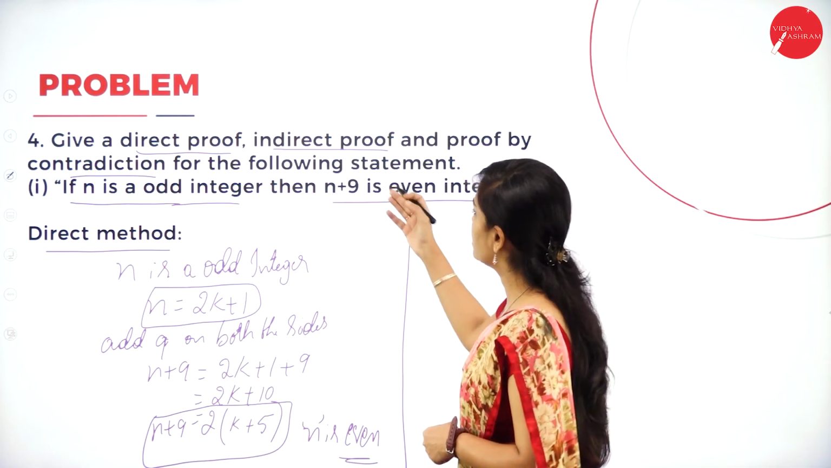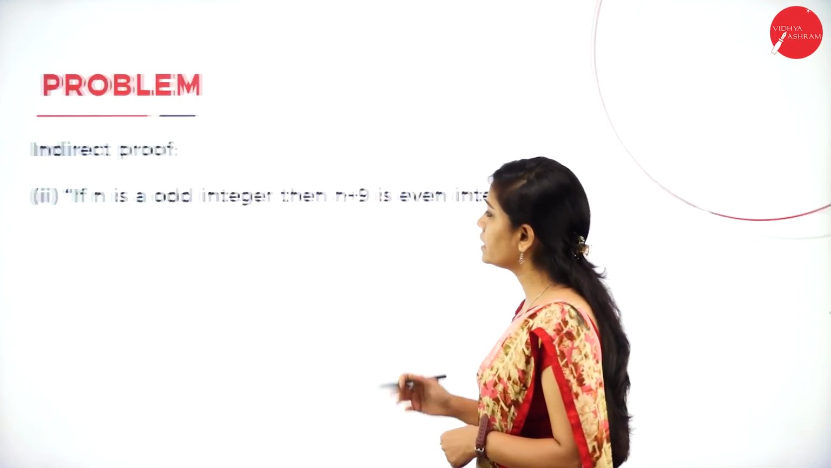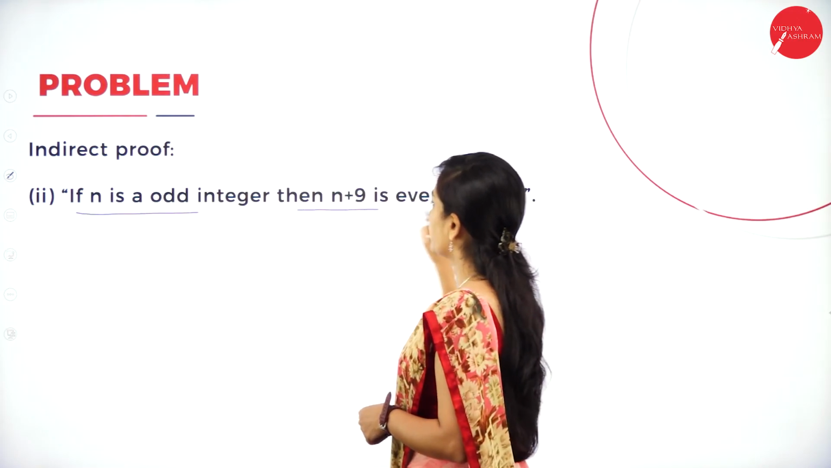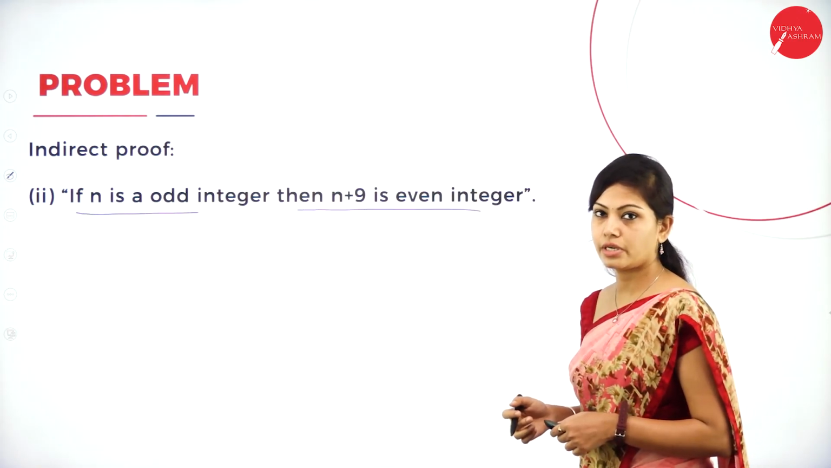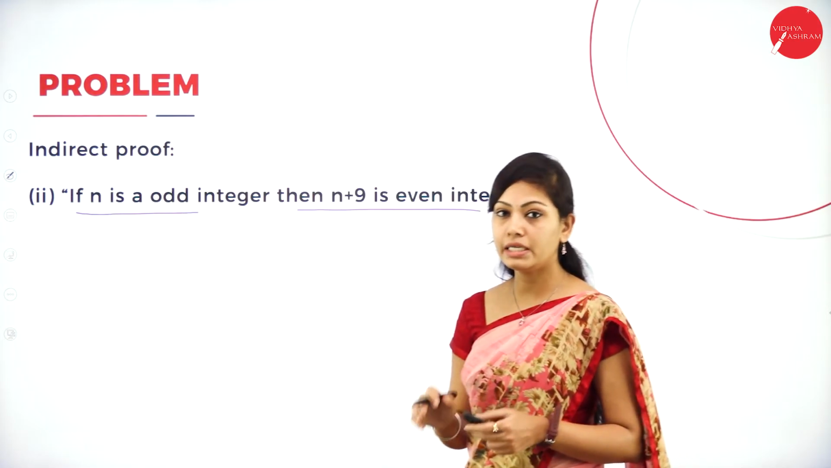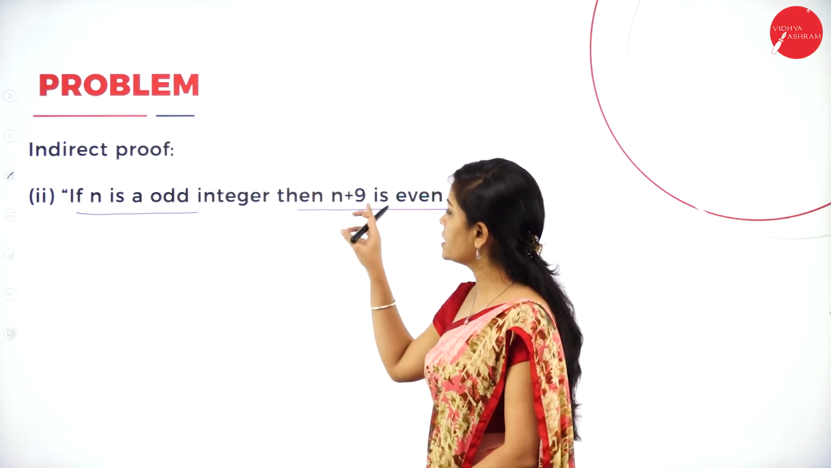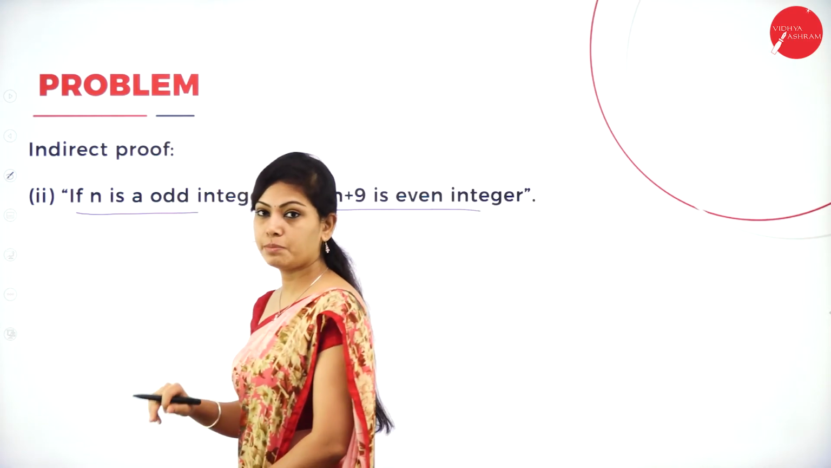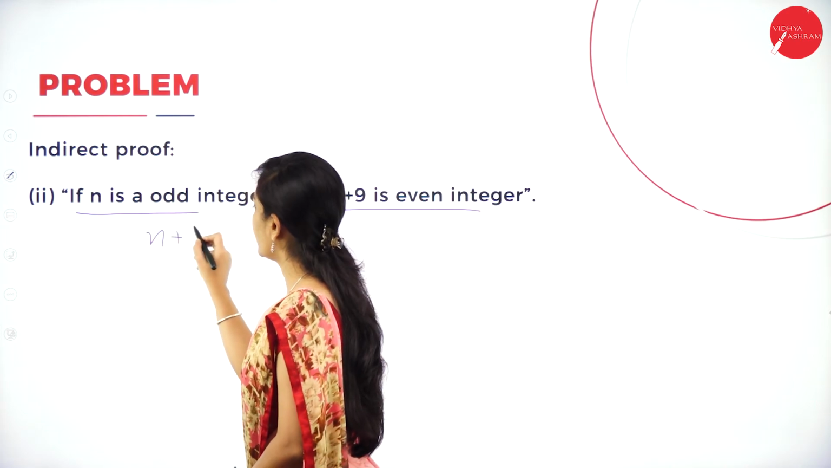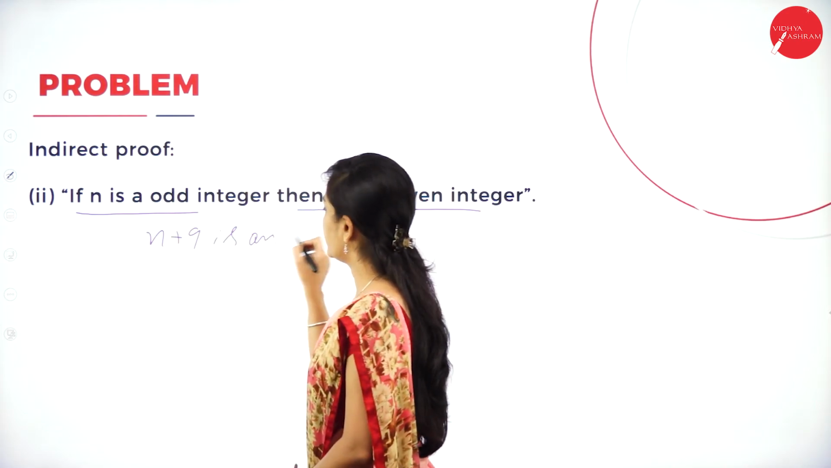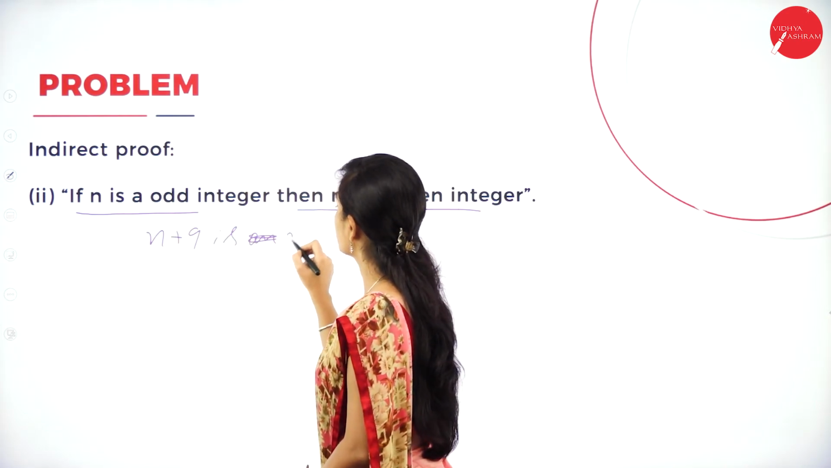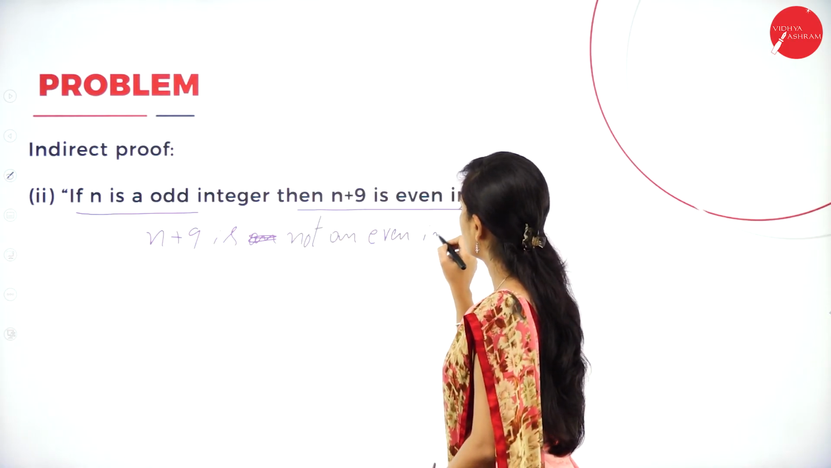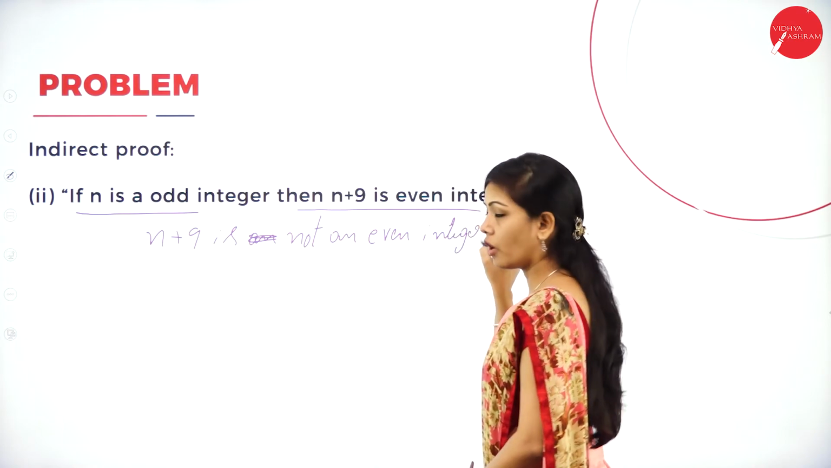So next, what is the next method? The next is indirect proof. The given statement is: if n is an odd integer, then n plus 9 is an even integer, right? So we have to prove this by indirect proof. Here the conclusion is that n plus 9 is an even integer. So assume that n plus 9 is not an even integer. It is an odd integer.